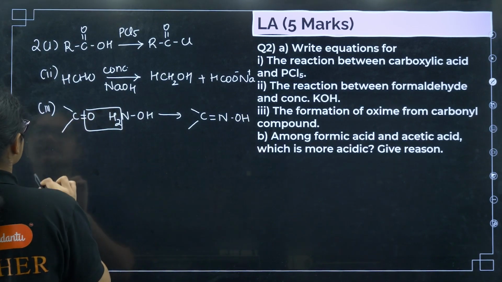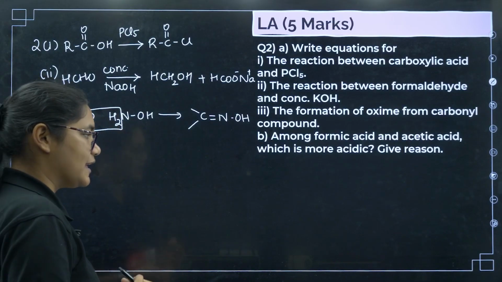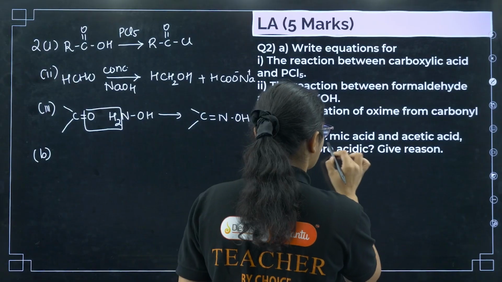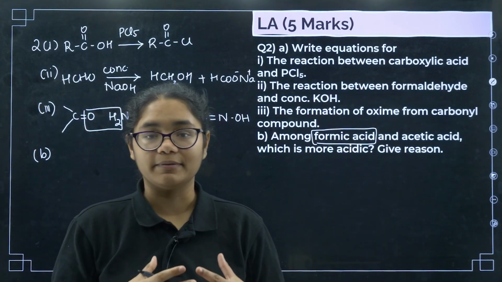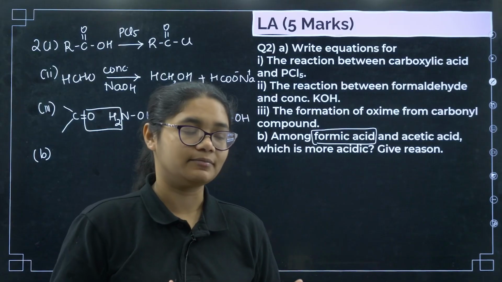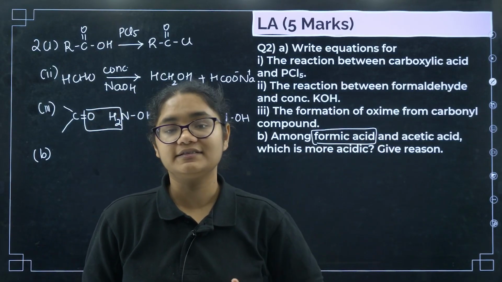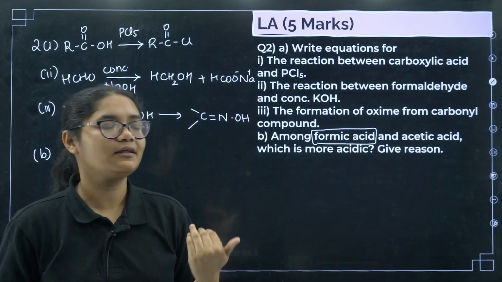Next, B: among formic acid and acetic acid, which is more acidic, give reason. Obviously formic acid is more acidic here. Why? Because the conjugate base that is formed here is more stable, whereas in acetic acid the conjugate base which is formed is destabilized due to the plus R effect or plus I effect, the inductive effect.